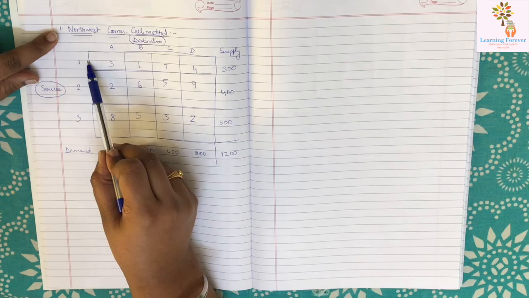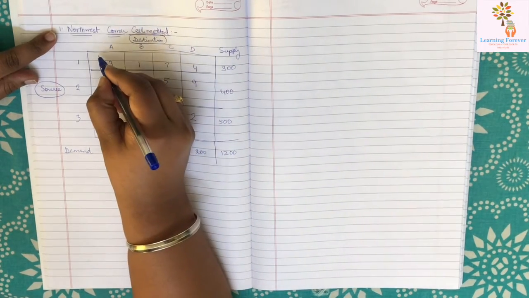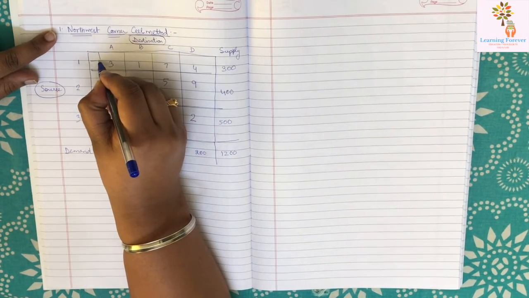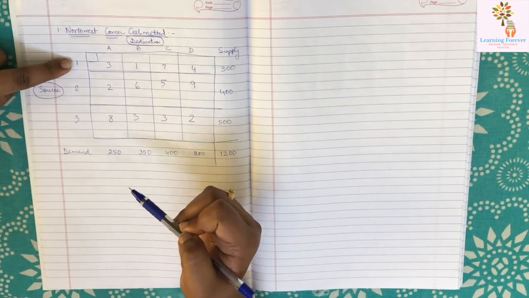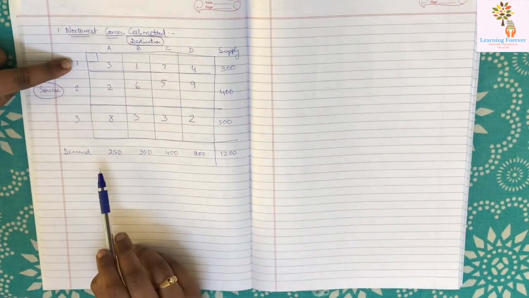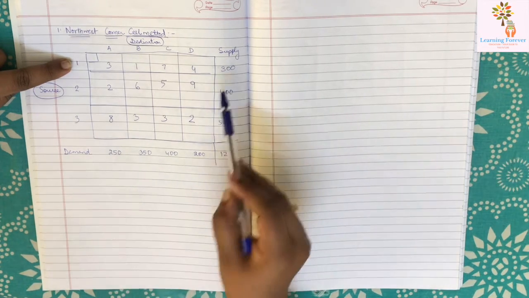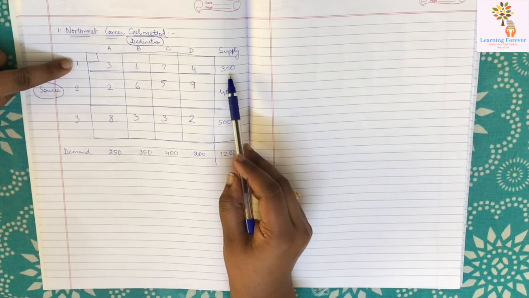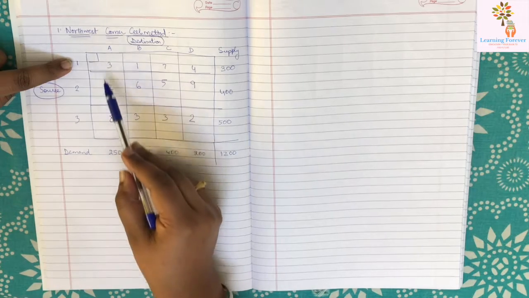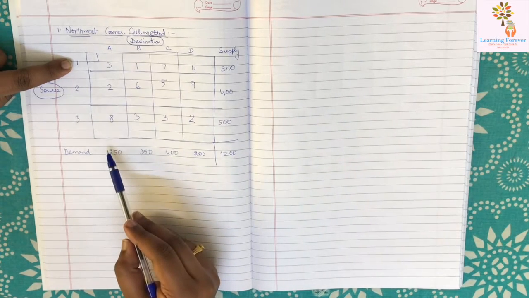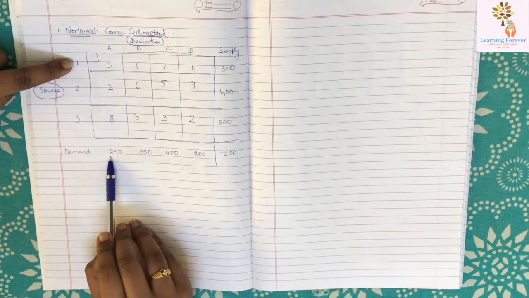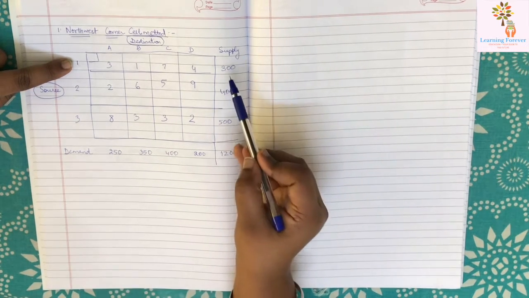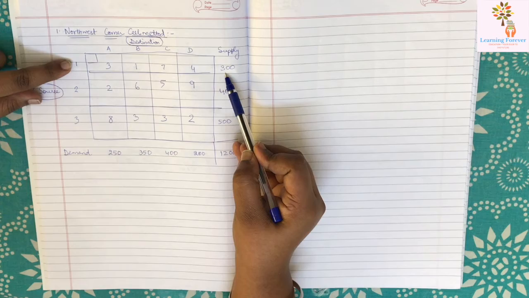So now let's start with the problem. We will make a small box over here. In order to proceed, we need to identify the least number in the demand and the supply side. In this column, we will see that it is 250 and here the supply is 300.